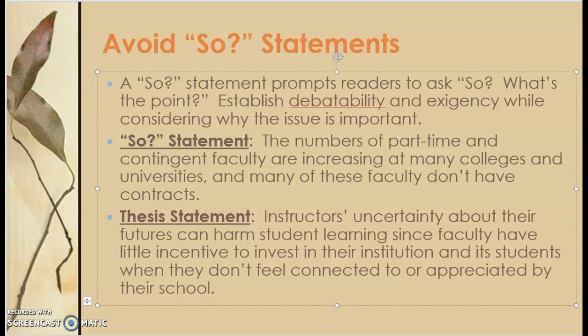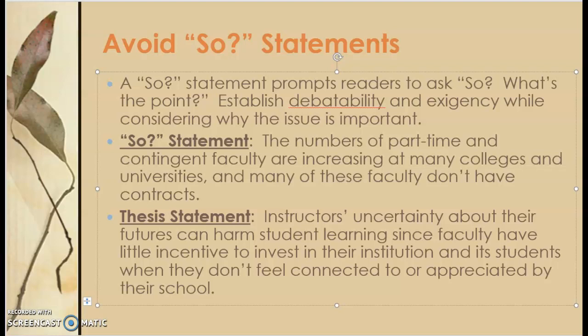However, if we look at the following statement, we can see how it provides us with more of a sense of that urgency. So the following statement reads, instructors' uncertainty about their futures can harm student learning, since faculty have little incentive to invest in their institution and its students when they don't feel connected to or appreciated by their school. So this statement gives your reader a much clearer sense of what is at stake for them and for other stakeholders potentially.